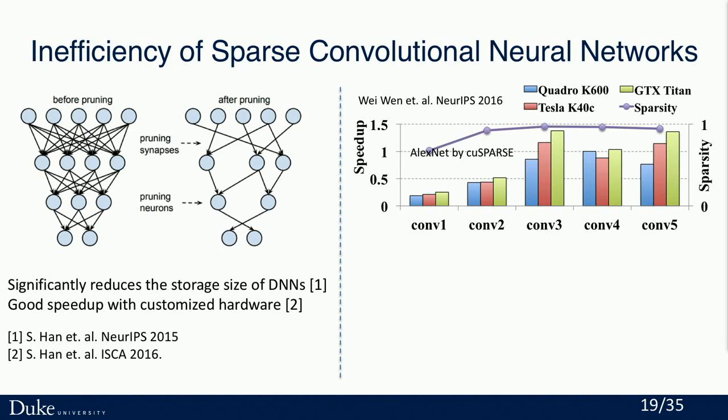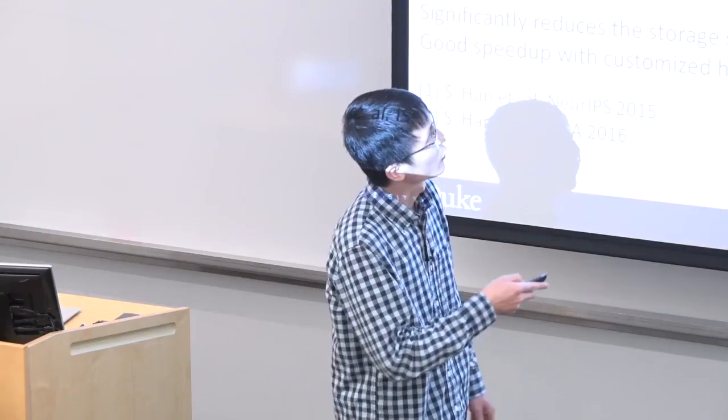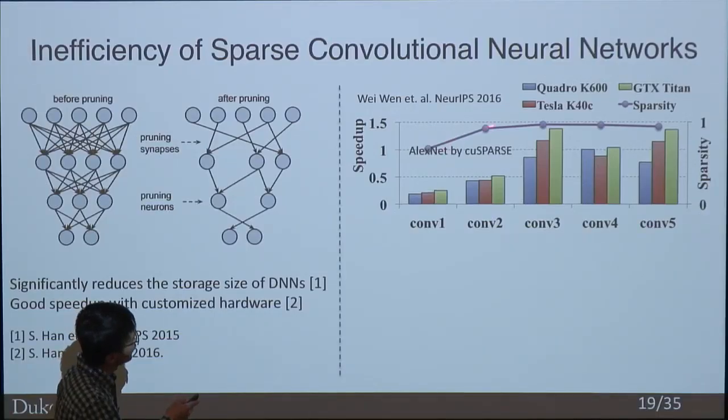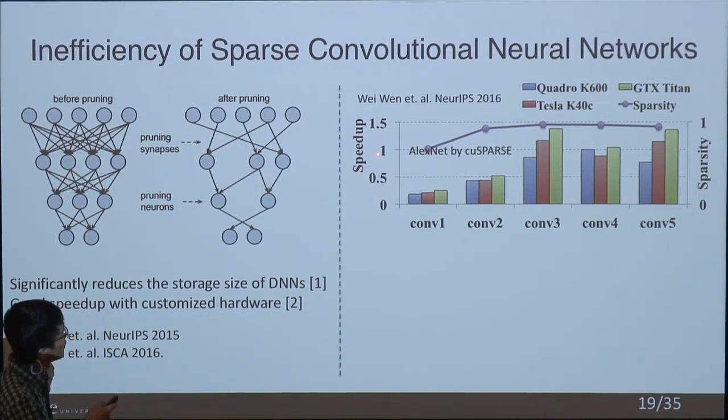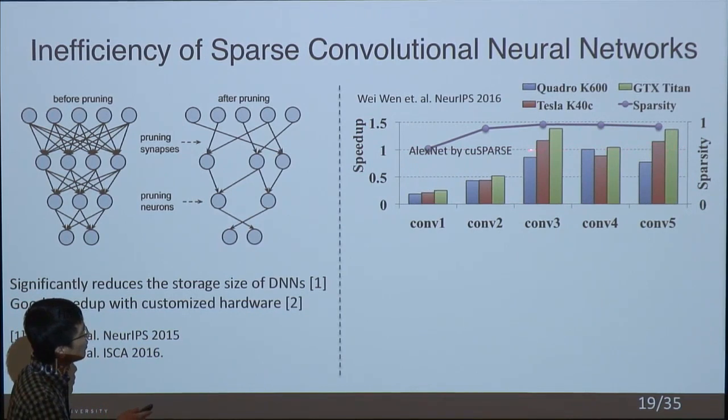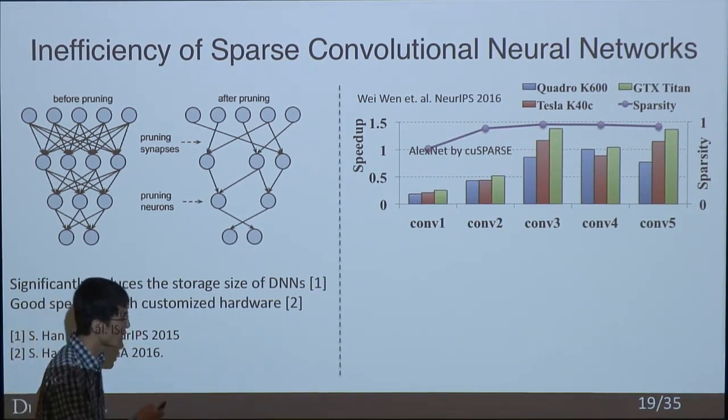However, when I measure the speed on a general platform like CPU or GPU, the story is totally different. Here we get about 95% sparsity. But when we measure the speed on the CPU and the GPU, the speedup is very limited. In many cases the speedup is 1, which means the speed is the same. In some cases, it's even worse.